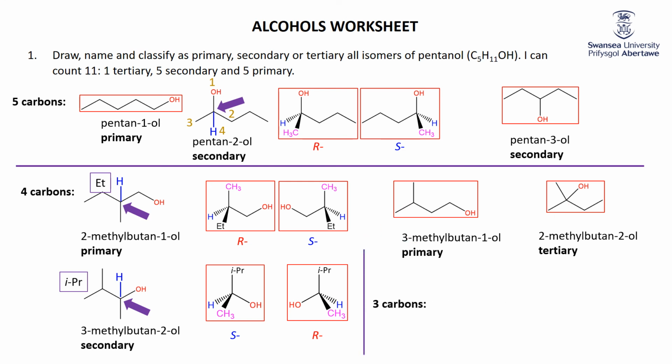Finally, let's see if there's one that has 3 carbons, and the only real possibility here that we haven't already drawn, there's the propane chain with the OH at the end and 2 methyl groups there. Counting them up, we got 1, 2, 3, 4, 5 primaries, 1, 2, 3, 4, 5 secondaries, and 1 tertiary. Fun questions.